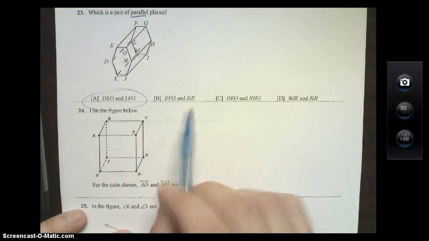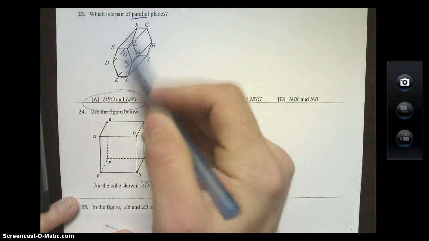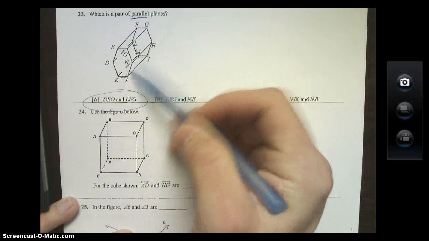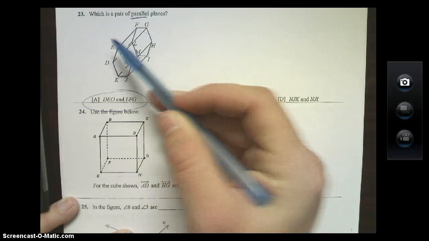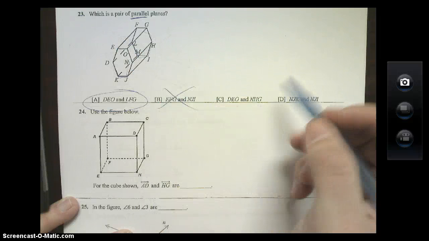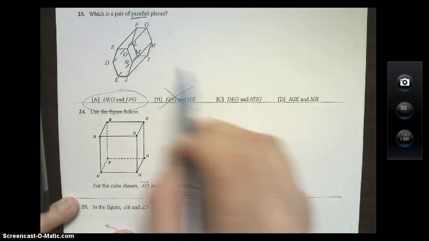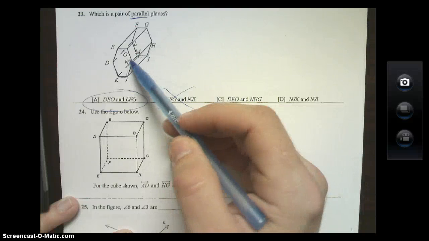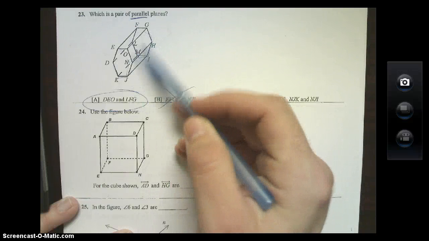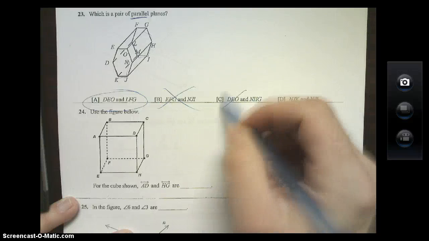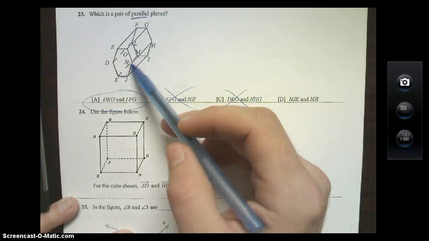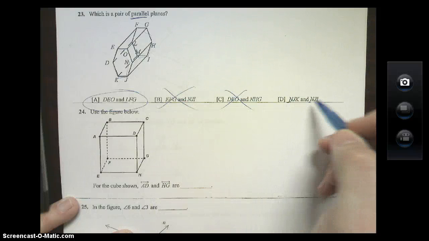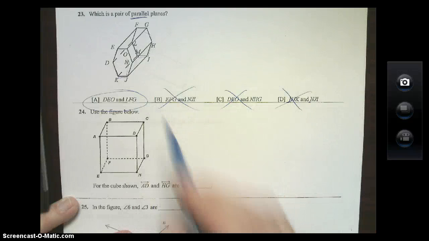Let's just take a look at something that's not going to work. EFG is up top, okay? NJI is off to the side here. Now, what you got to imagine is it's going to rise up. This is coming across. They would intersect, so it wouldn't be that one. Real quick, DEO is the front portion. NHG, NH, and then G, again, is right here. So they're intersecting. NJK on the bottom. And NJI, again, automatically we see these letters repeating, so it can't be that as well. There's our parallel planes, okay?